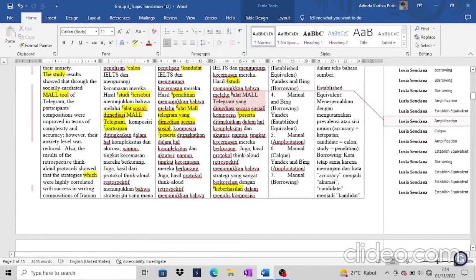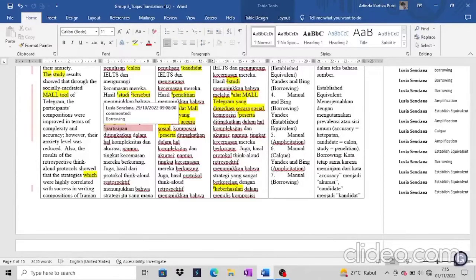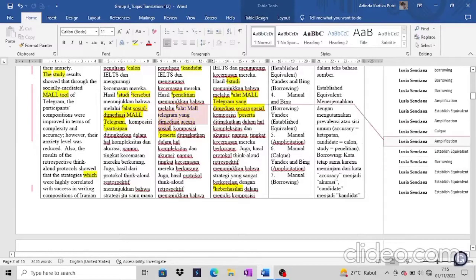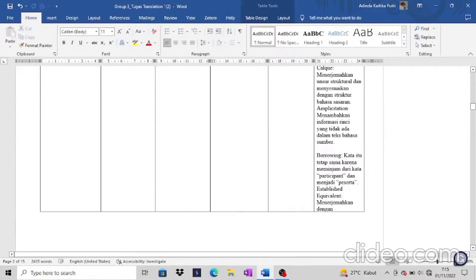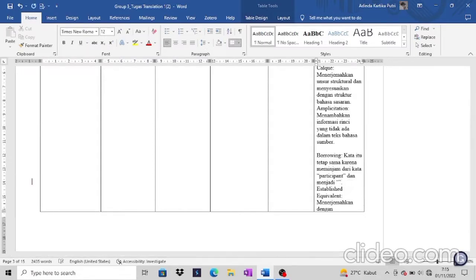Okay, the seventh is for manual. The word participant in manual is used borrowing. Borrowing, the word remains the same because it borrows from the word participant and becomes participant. Okay, I'm sorry, it's wrong. It becomes "partisipan."